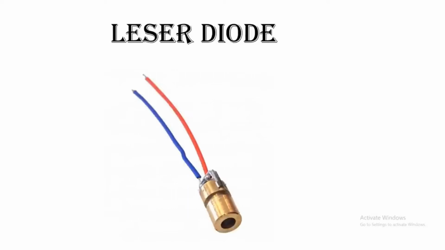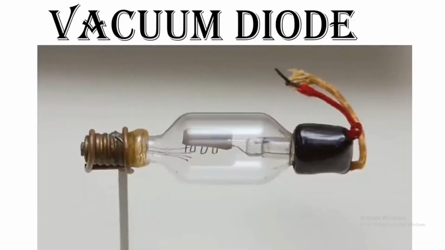The laser diode. A laser is also a type of diode. Vacuum diode. The vacuum diode is an old type of diode which nowadays is not usable. In the early days, the new invention diode was the vacuum diode. The function of the vacuum diode and the p-n junction diode is the same, but this diode is very large in size, and over time the vacuum diode was converted into the p-n junction diode.